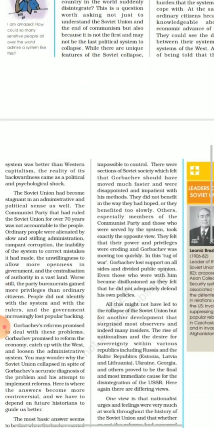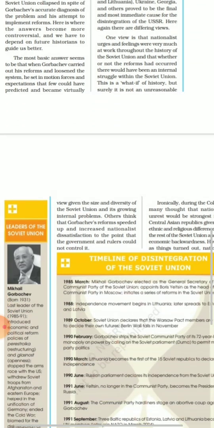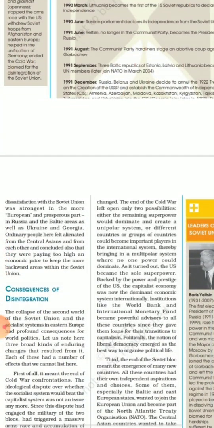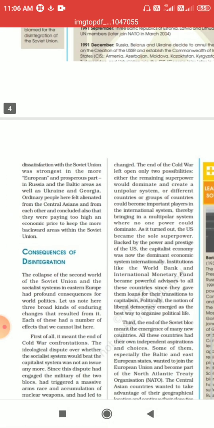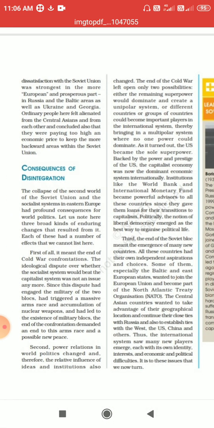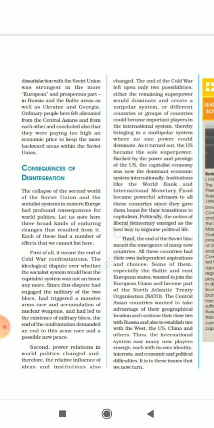And next, let us come to the last, that is, what are the consequences of the disintegration? There are many consequences of the disintegration of USSR. Number one, it led to the end of the Cold War confrontations. That is one of the consequences. There was no dispute between socialist ideology and capitalist ideology.